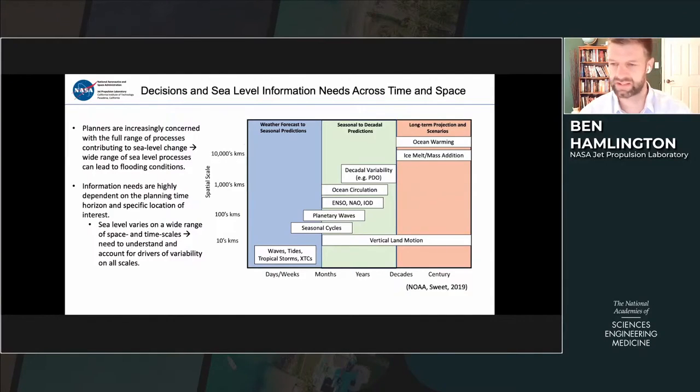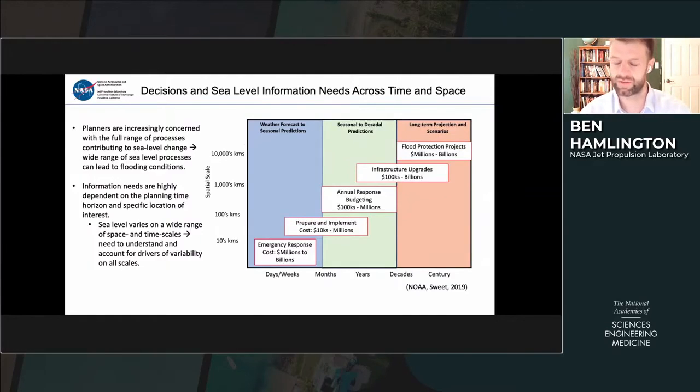So this figure on the right shows some of these processes, and I'll cover some of these in the talk today, and others will be covered in the talks that follow. But we can attach these particular processes to timescales. So on the left in blue, I have days to weeks. So those are kind of your storms. And then on the right, those are your century scales. So your longer time period processes like thermal expansion and ice melt.